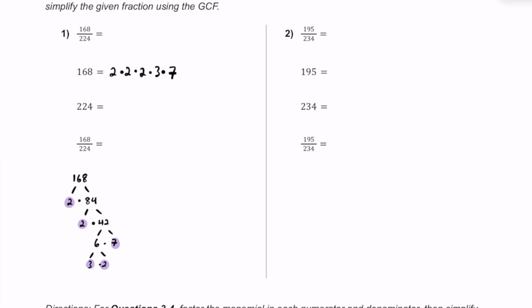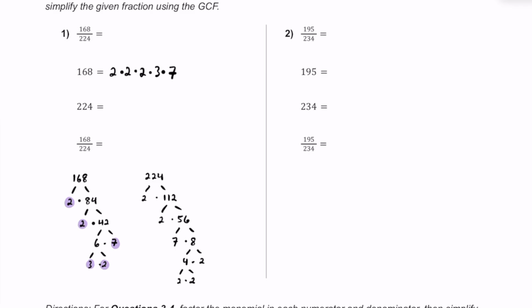So for 224, let's break that down. It's an even number, so I'm going to divide it by 2 here. That's going to be 112. 112 is even again, so I'm going to say 2 and 56. Now 56 can divide by, I guess I can do 2 again, but I could do 7 times 8 here. 8 can break into 4 times 2, and 4 can break into 2 times 2 here.